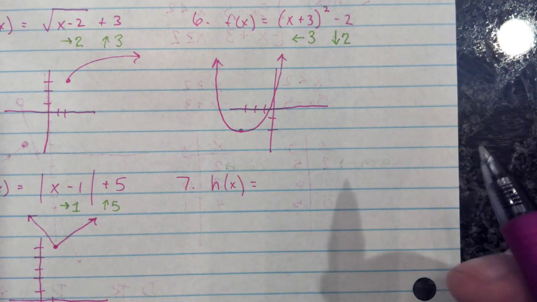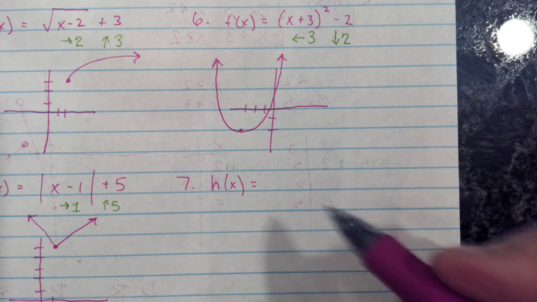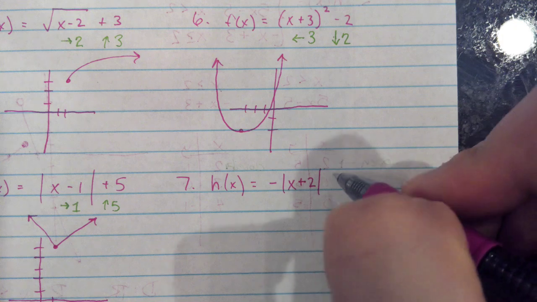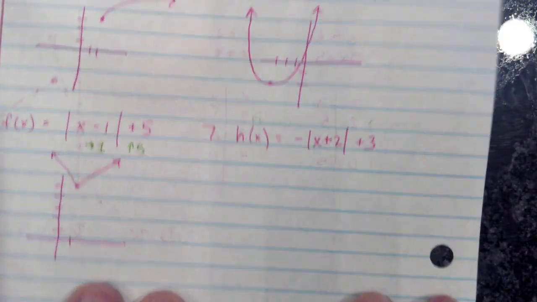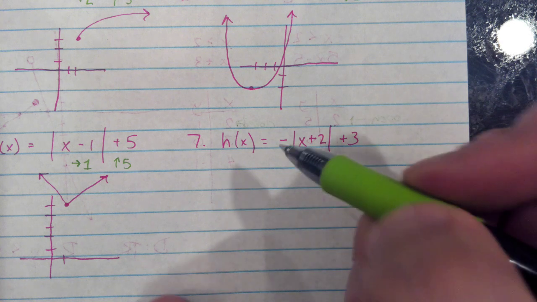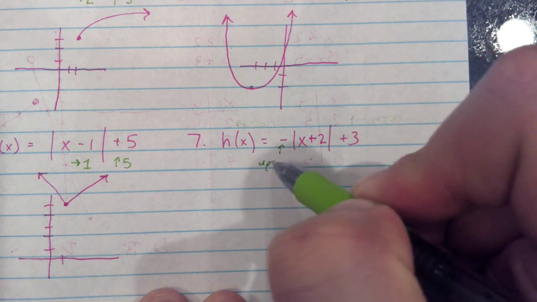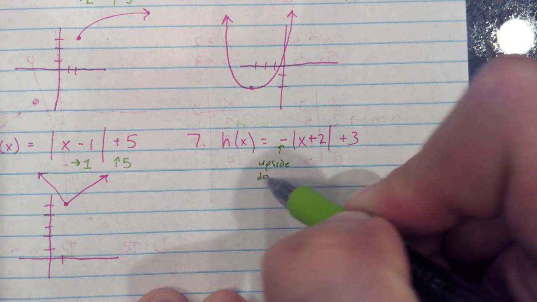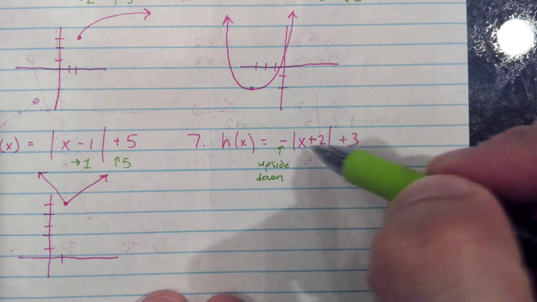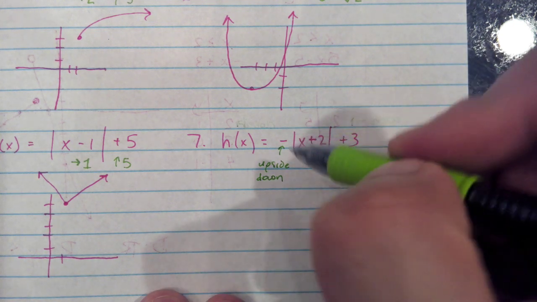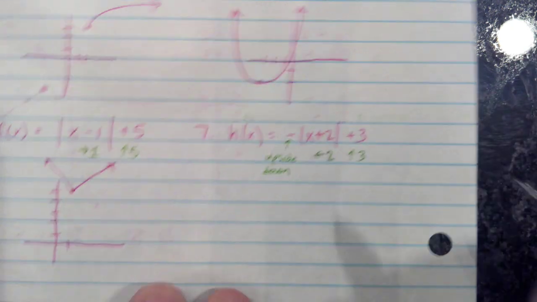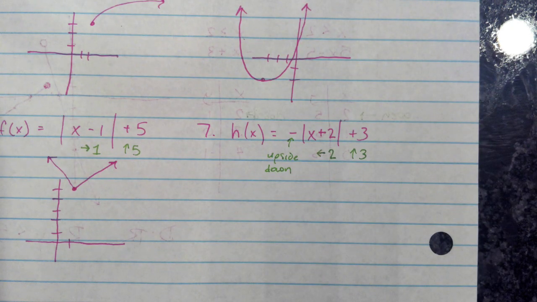And the last one, we'll call this one h of x this time. Why not? H of x is going to be negative absolute value of x plus 2 plus 3. Okay. All right, so this one, we've got 3 shifts to look at. This one makes it go upside down. Remember that. There's a negative out front. It's going to flip it upside down. And the other ones are the same. Inside of the symbol of inclusion makes it go left and right. So that one's going to be left 2. This one's going to be up 3. And that's the only thing we have to worry about.